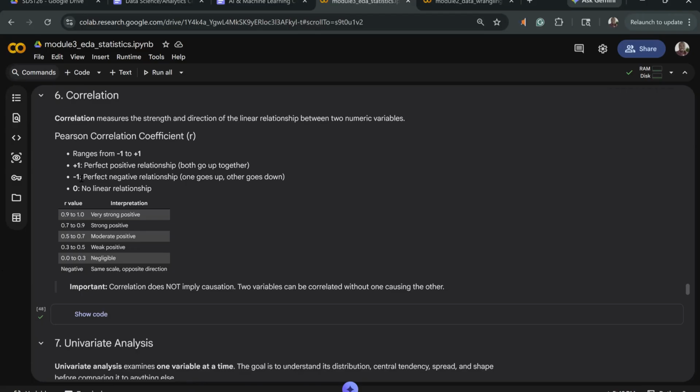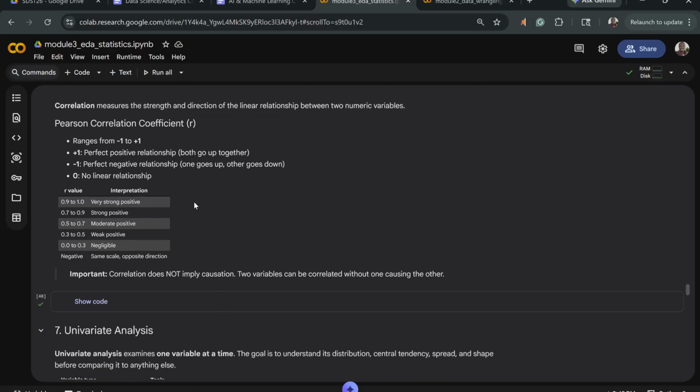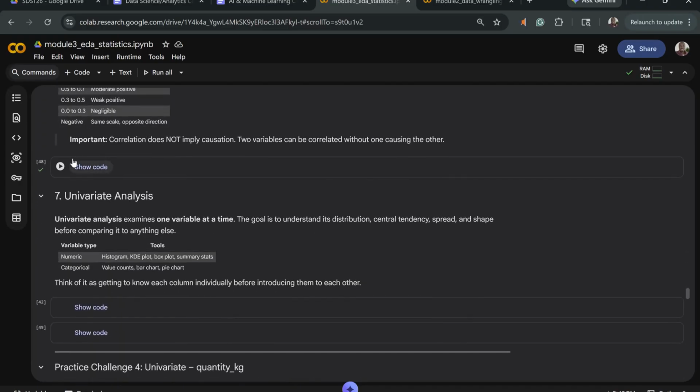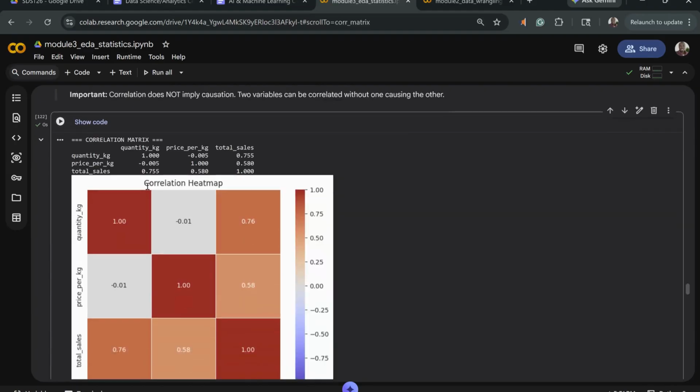Negative correlation means when one goes up, the other goes down. When it's close to zero, there's no linear relationship. 0.9 to 1 is very strong. 0.7 to 0.9 is strong positive. And the same scale also applies in the opposite direction.